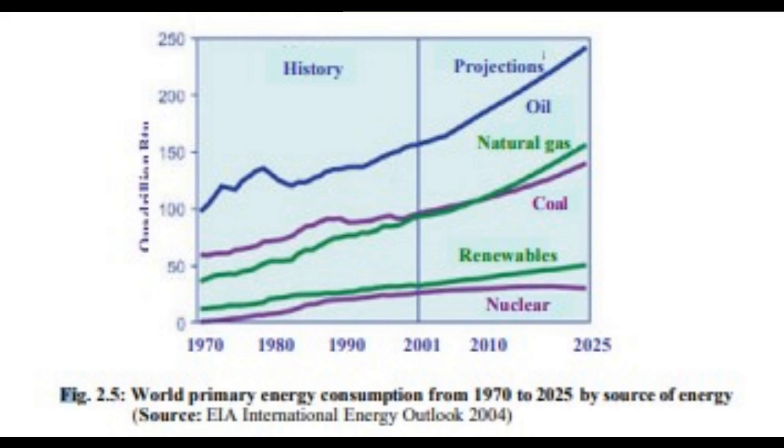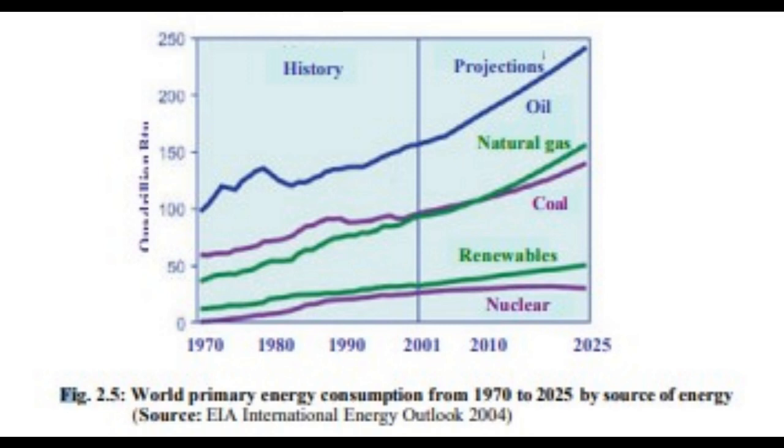Look at the screen. Fig. 2.4 World primary energy consumption from 1970 to 2025, A. Total, and B. By region. Here E. refers to Eastern Europe and FSU to former Soviet Union. Source: EIA International Energy Outlook 2004.